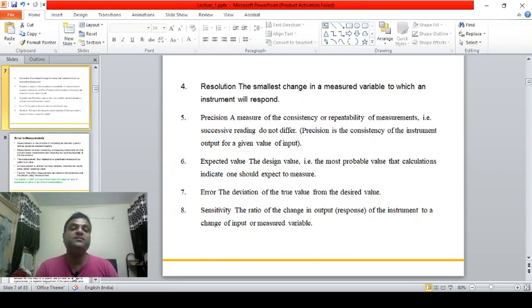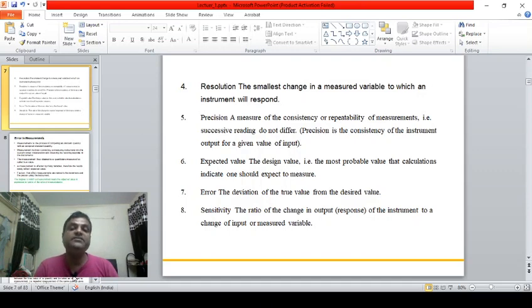Then there is the expected value, the design value. We know what 1 kg is. Similarly, we know what 1 meter is. So that is the design value. If we know 1 kg, we compare each quantity to 1 kg because that is our expected value, the design value, the most probable value that calculation indicates one should expect to measure.